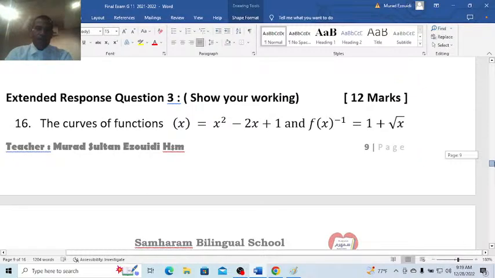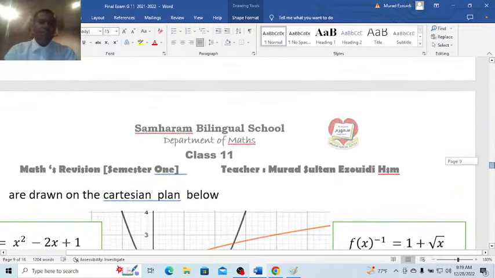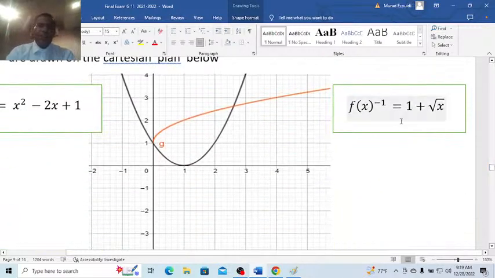Okay, the next question 16. The curves of the functions f of x, and f minus 1 of x, here this is g of x, x squared minus 2x plus 1 and f minus 1 equal 1 plus root of x, are drawn on the Cartesian plane. This is f minus 1 of x. This is x squared minus 2x plus 1.